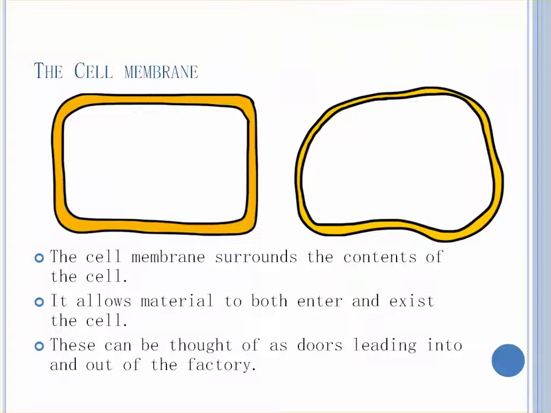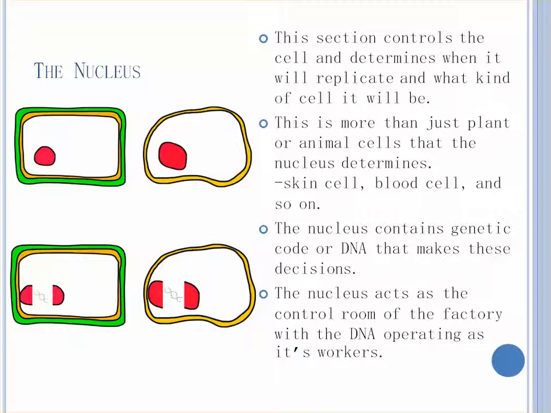Moving on from there, we have the nucleus. This section controls the cell and determines when it will replicate and what kind of cell it will be. Therefore, this determines whether it will be a plant cell, an animal cell, or a specific type of animal cell such as skin cells, blood cells, tissue cells, and so on and so forth.